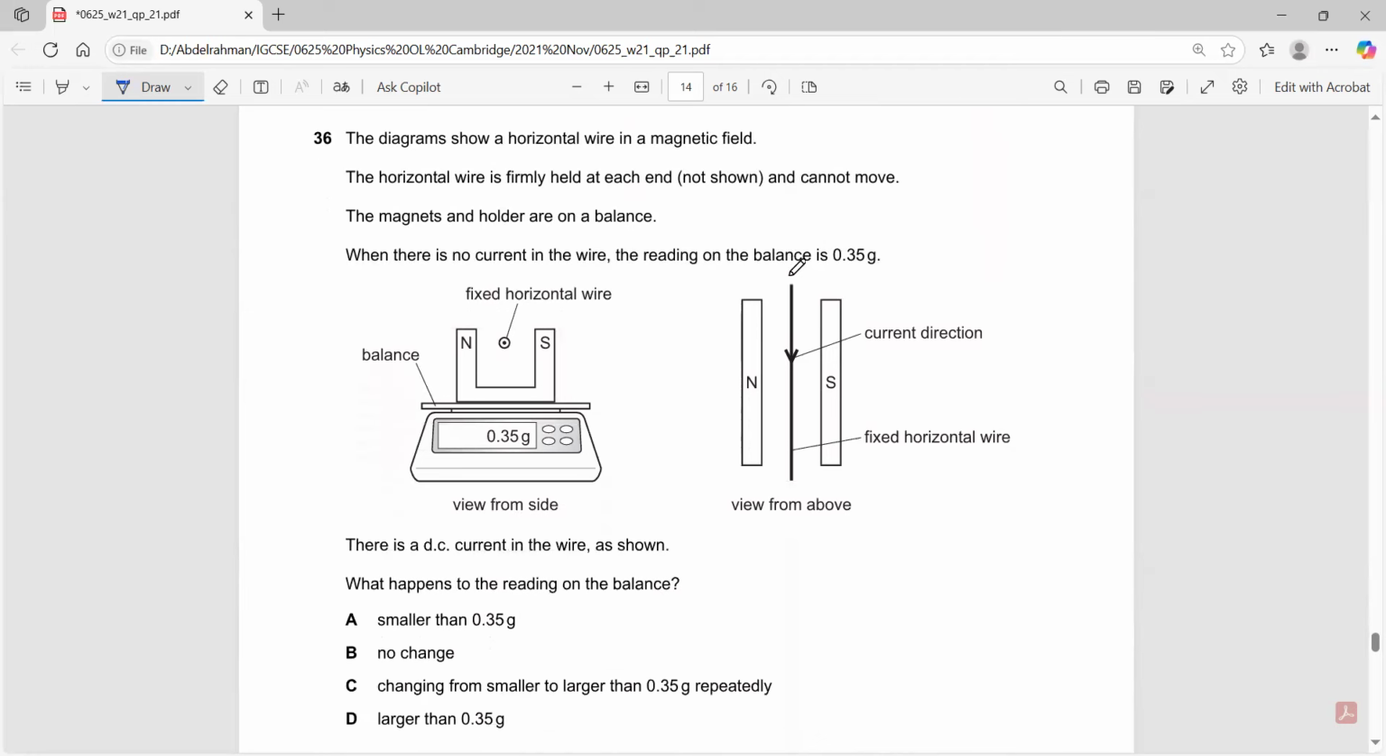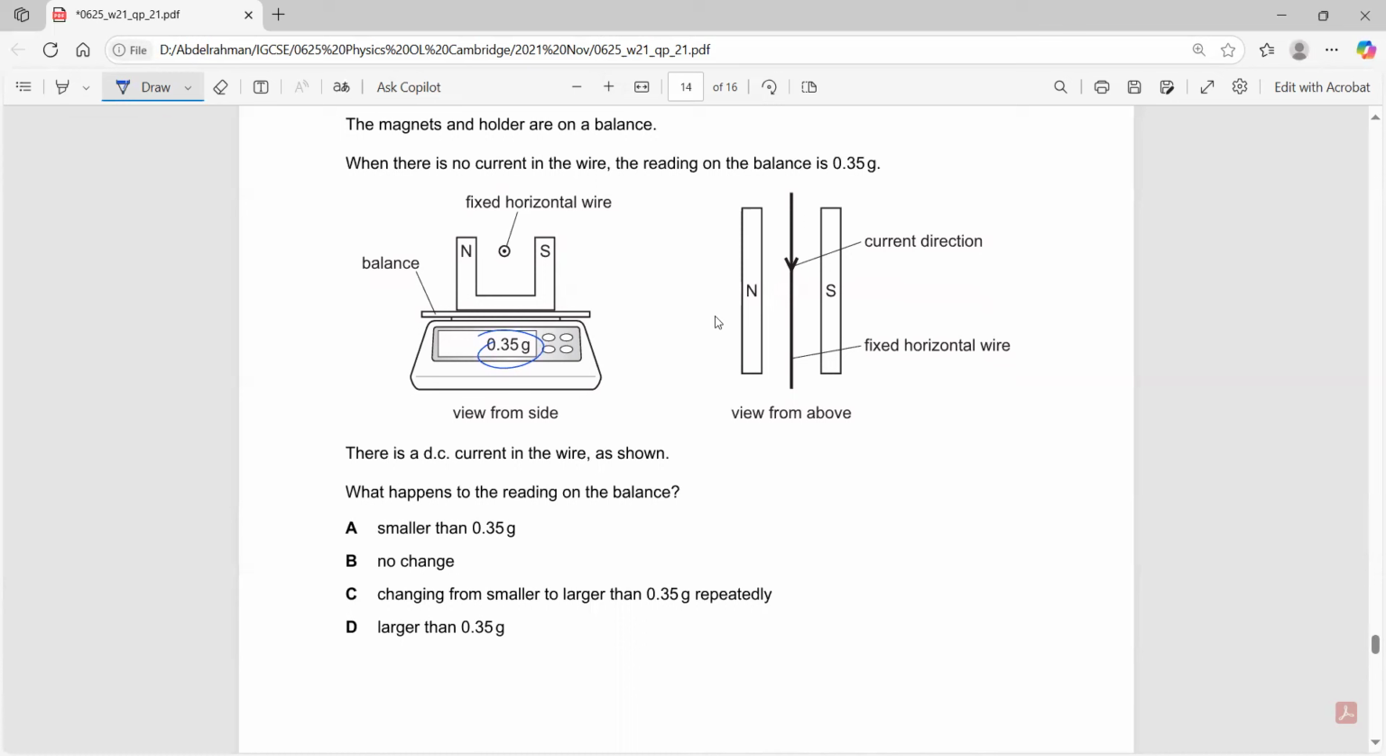Question 36 might be a bit tricky. So you have a magnetic field, you have a current. When there is no current in the wire, the reading is 0.35. When the current is now moving in this direction, what happens to the reading on the balance? Okay, let's think about this.